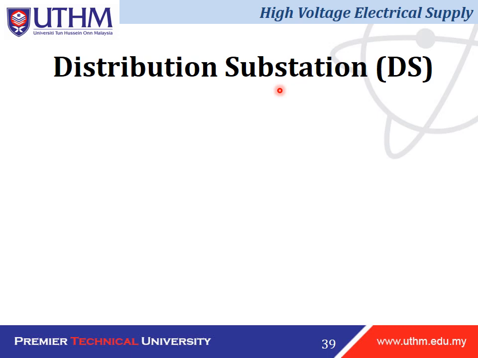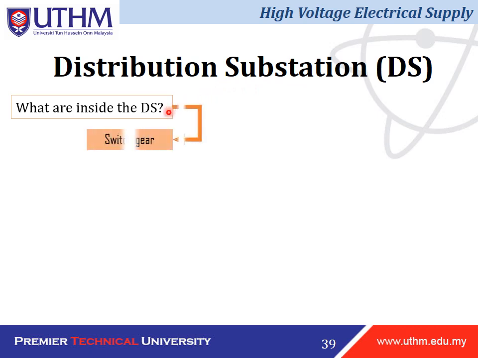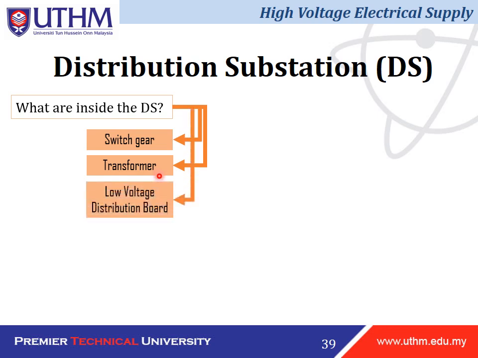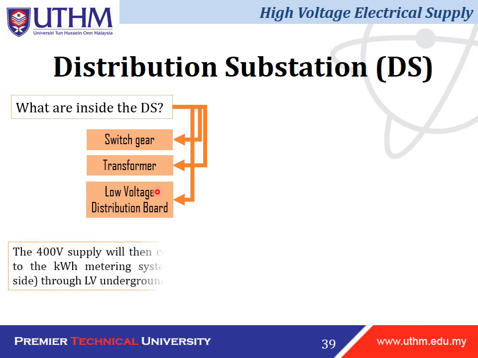Okay, we are talking about distribution substation just now, or simply call it as DS. So, what are inside the DS? Inside the DS, we have switch gear, and then we have transformer, and then finally low voltage distribution board.